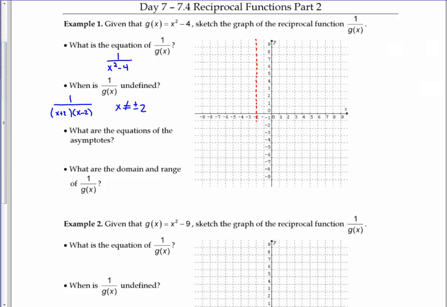Uh-oh. 1 second. Seriously? Why? Okay. 1 second, guys. Knocking my wires off. Is it in? Right. Okay.